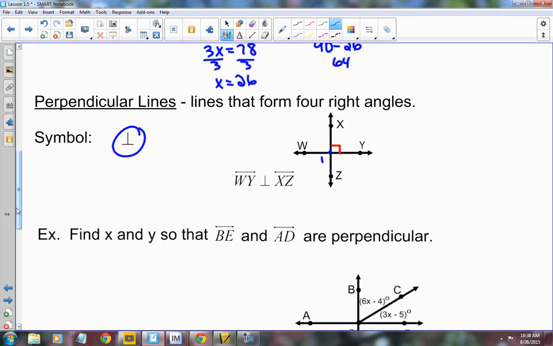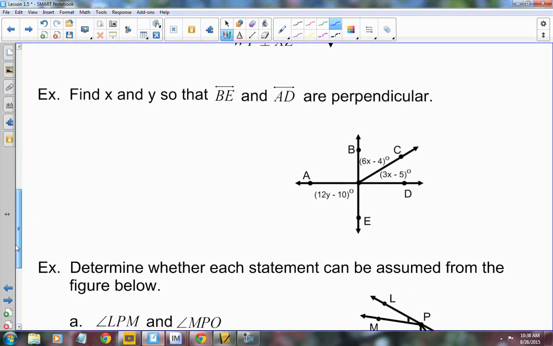All right. So, we want to find X and Y so that line BE and line AD are perpendicular. If these two lines are going to be perpendicular, what are they going to form? Right angles, right? And right angles measure 90 degrees. So what relationship are these two adjacent angles going to have in order for these to be perpendicular? They have to add up to equal 90. Okay, so that's what we're going to do.